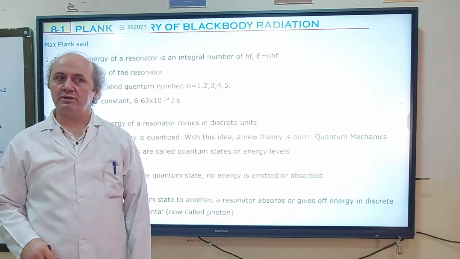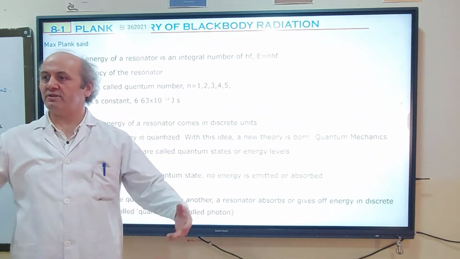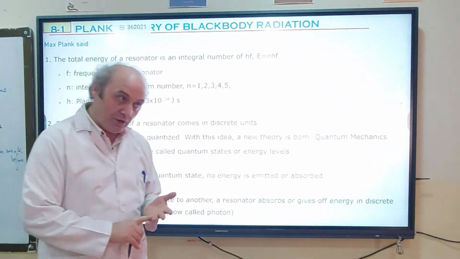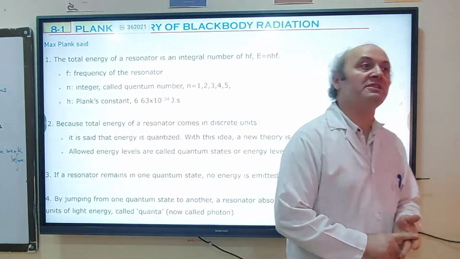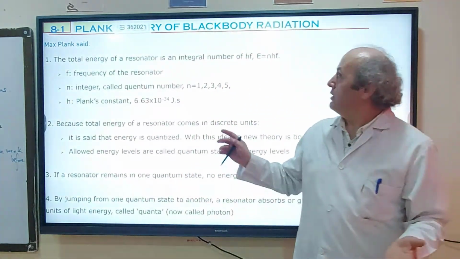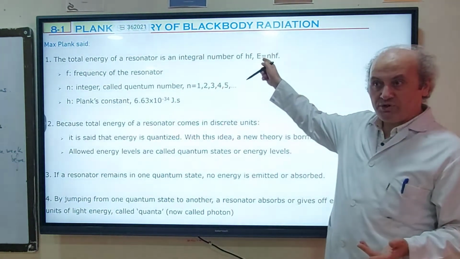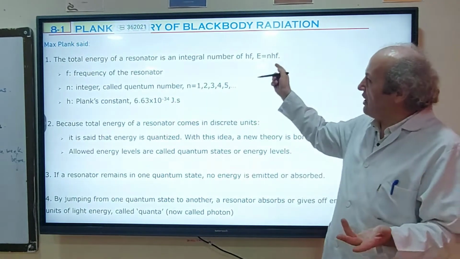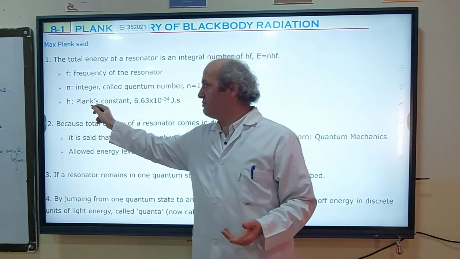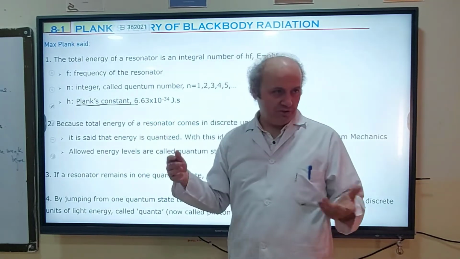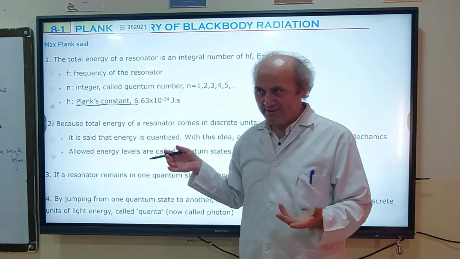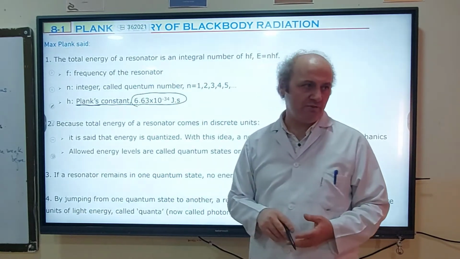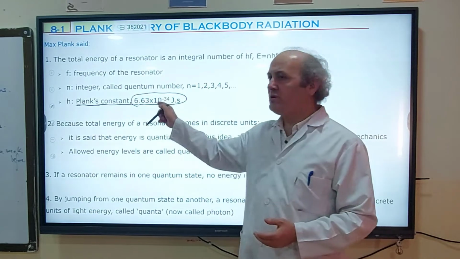Integral number means 1, 2, 3, 4, 5, 6, 7, and so on. That is, 1 hf, 2 hf, 3 hf, 4 hf, and so on. That's why the real equation says the energy of a resonator can be n times hf. What is h? h is the Planck constant, because this is Planck's theory. How much is this number? 6.63 times 10 to the power negative 34 joule times second. This is a universal constant.